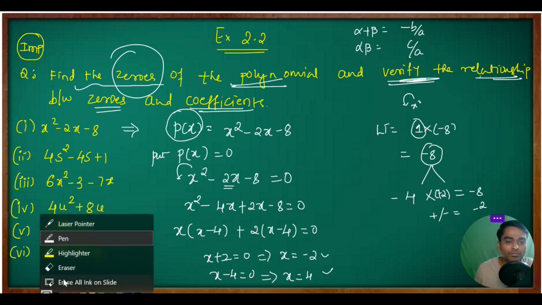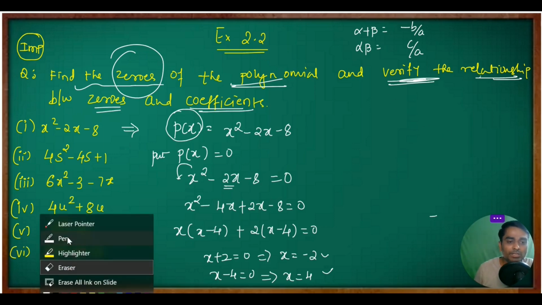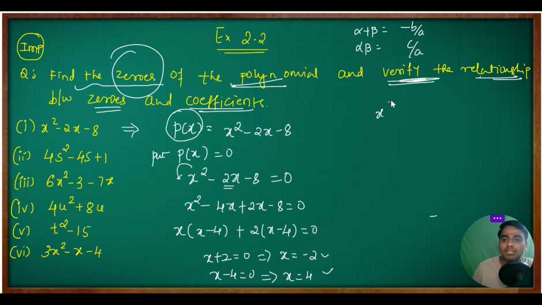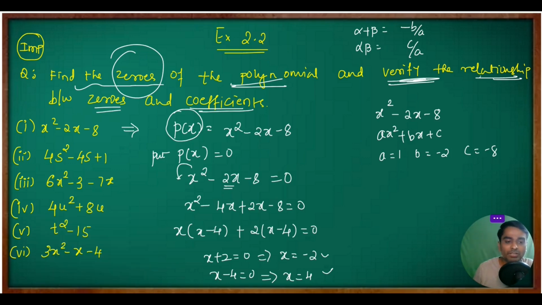So now let's get back to the other part of this question, that is verification. To verify, first let me write the polynomial. My polynomial here is x square minus 2x minus 8. Now I will compare this to ax square plus bx plus c. I have compared. From here I get a equal to 1, b equal to minus 2, and c equal to minus 8. Once I get these three values, my verification work will start.